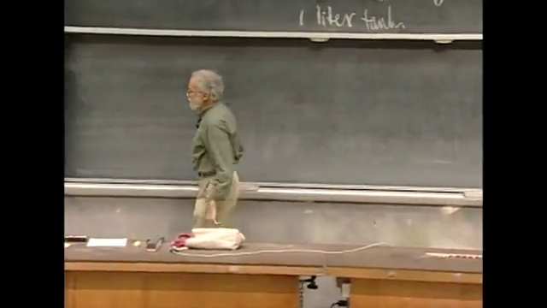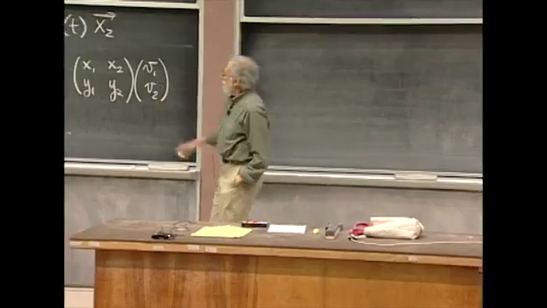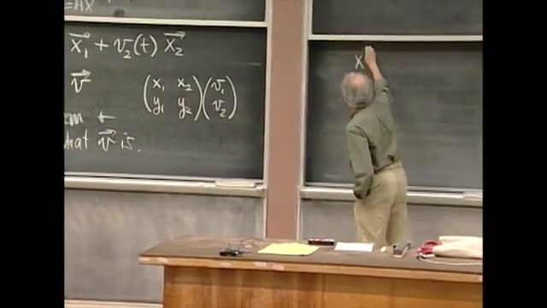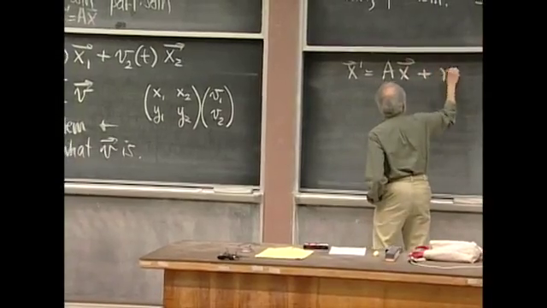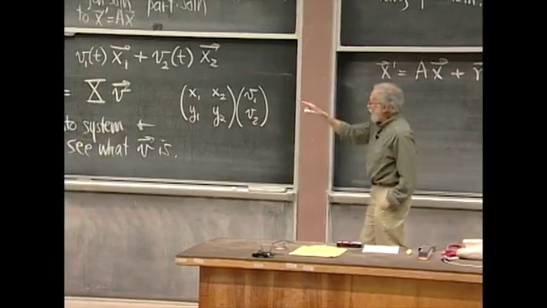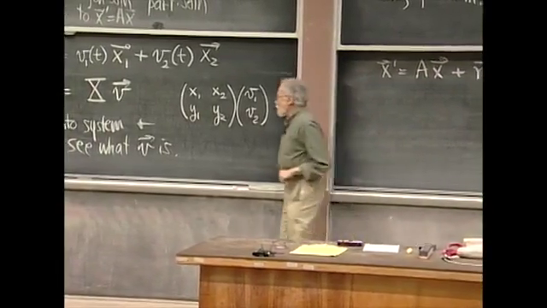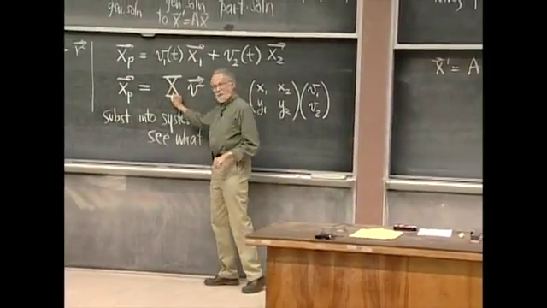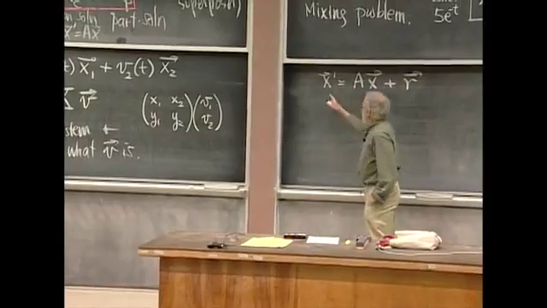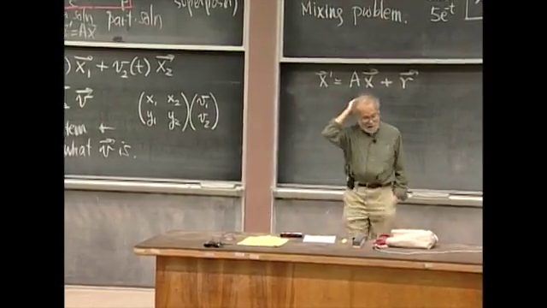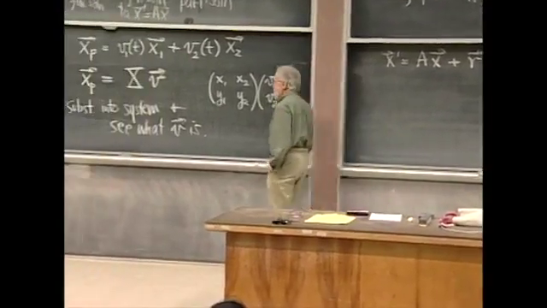Okay, let's substitute. So the system is x prime equals Ax plus r. I want to put in xp, this proposed particular solution. X is a fundamental matrix, and the v is unknown. Okay, how do I differentiate the product of two matrices?